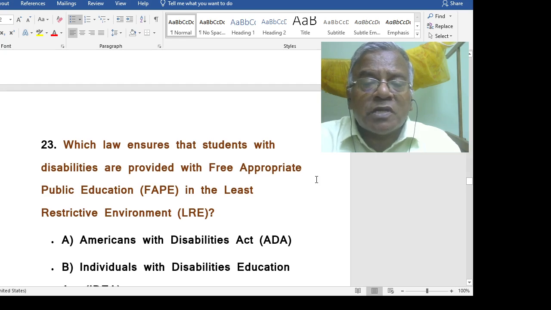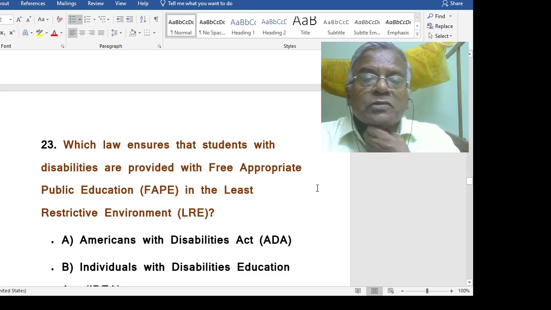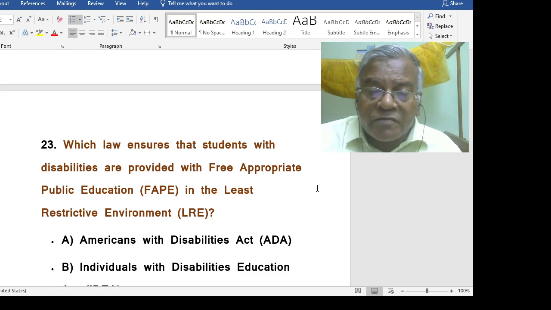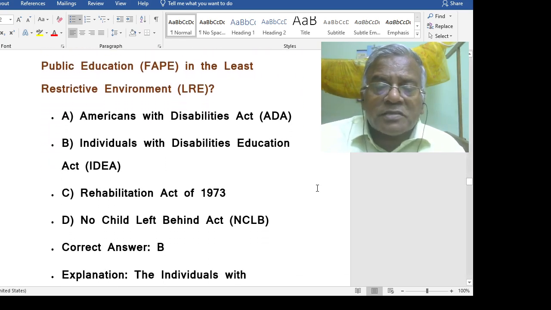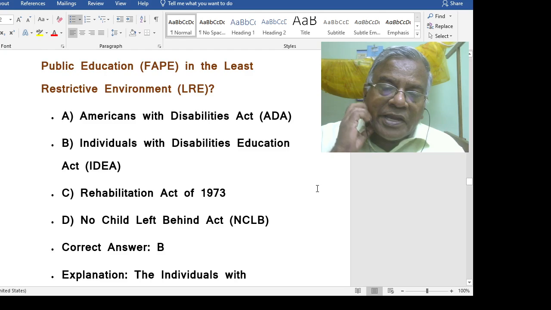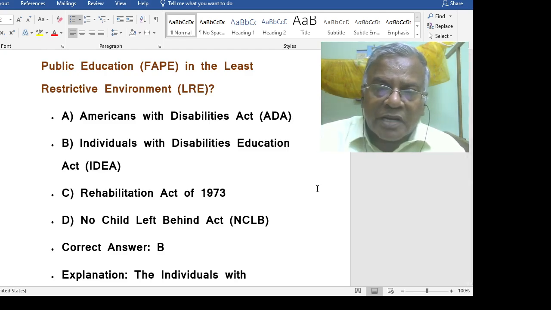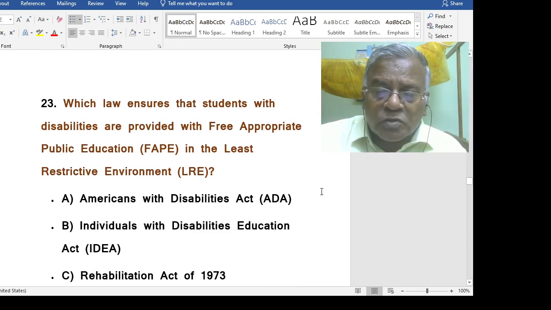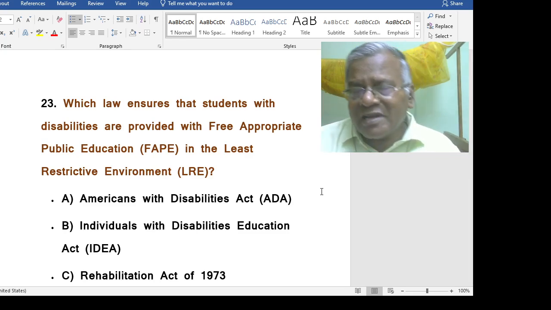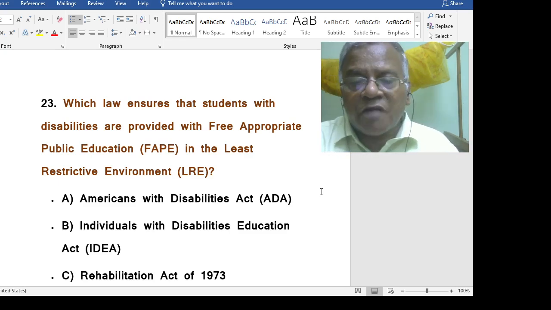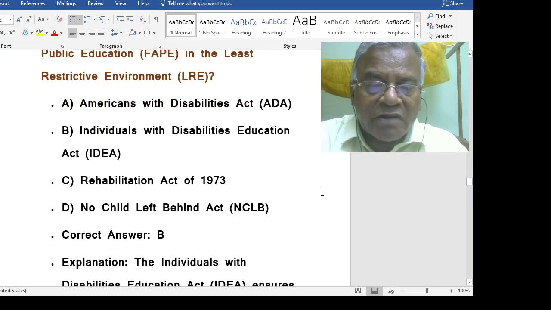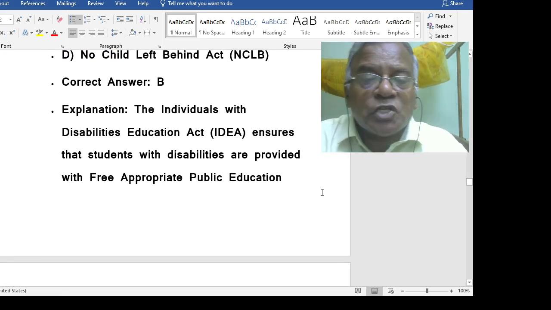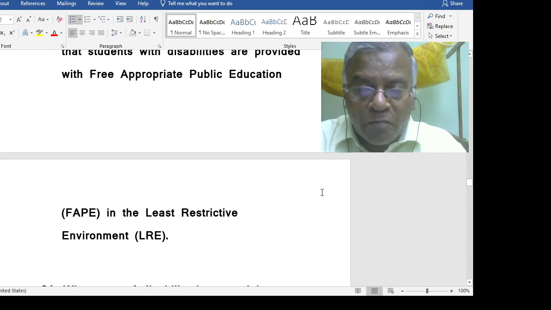Which law ensures that students with disabilities are provided with free appropriate public education in the least restrictive environment? LRE means the least restrictive environment, and FAPE is free appropriate public education. A very important question this one. That is the Individuals with Disabilities Education Act, IDEA. This law ensures that students with disabilities are provided with free appropriate public education in the least restrictive environment, meaning most of the convenience, most of the physical facilities are available for such people. That is called least restrictive environment. The Individuals with Disabilities Education Act ensures that students with disabilities are provided with the free appropriate public education.